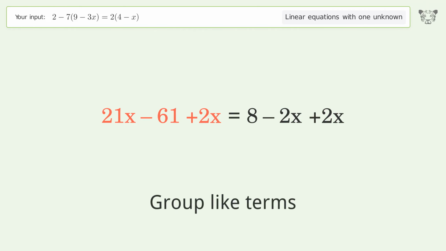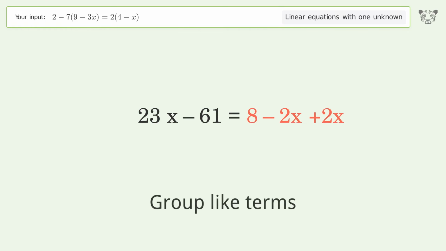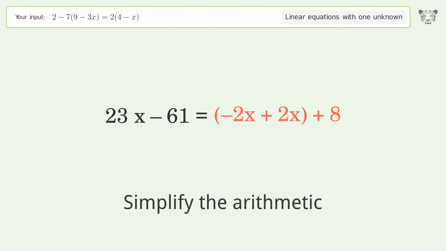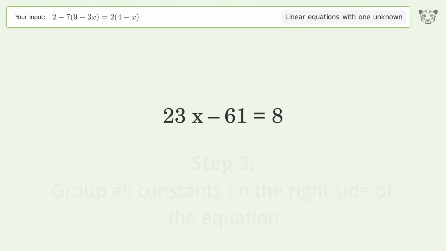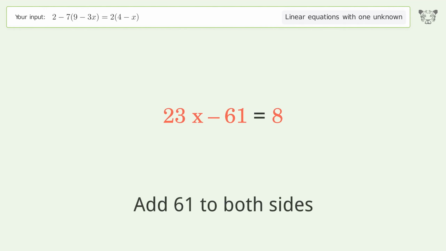Group like terms. Simplify the arithmetic. Group like terms. Simplify the arithmetic. Group all constants on the right side of the equation. Add 61 to both sides.